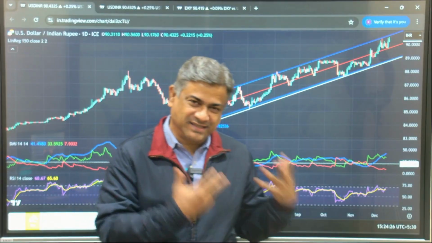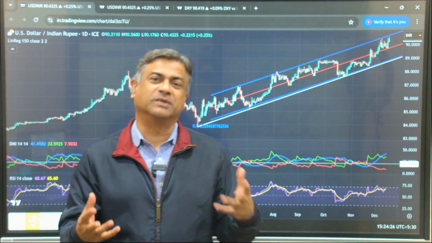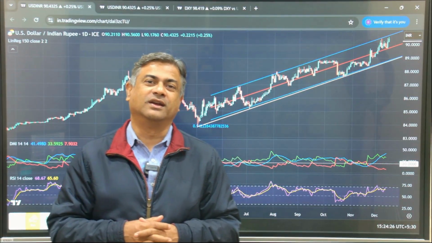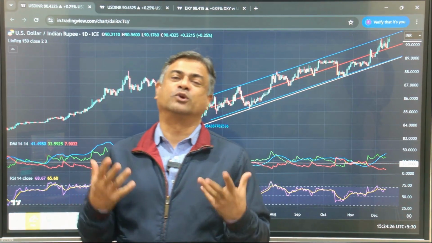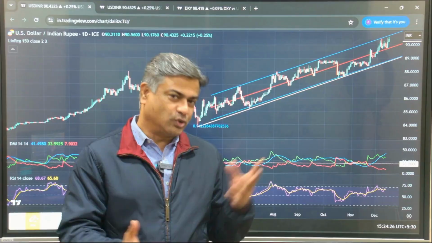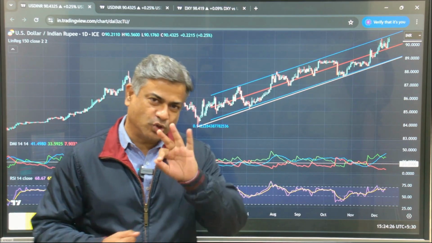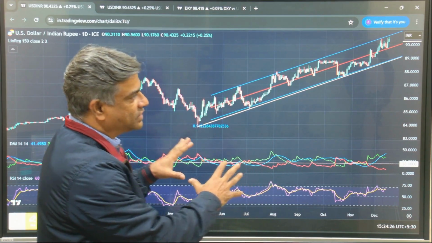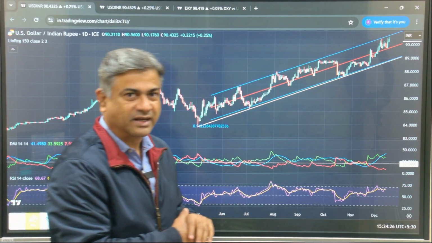Rupee has been consistently weakening and I want to show you something very interesting, what's happening on the rupee and how exporters and importers should look to hedge their risk. Again, very high risk because the volatility is very high. So let's jump onto the charts. I want to show you three charts today. The first chart is the simple dollar INR daily chart.